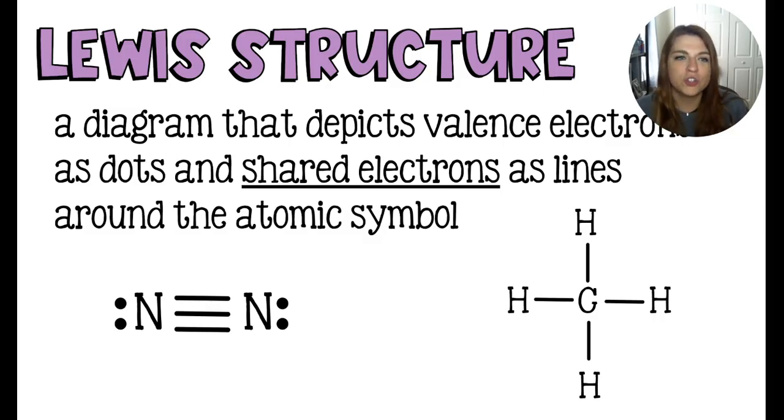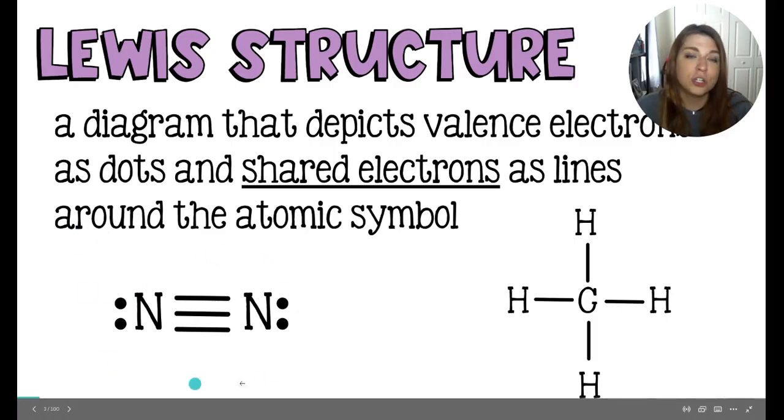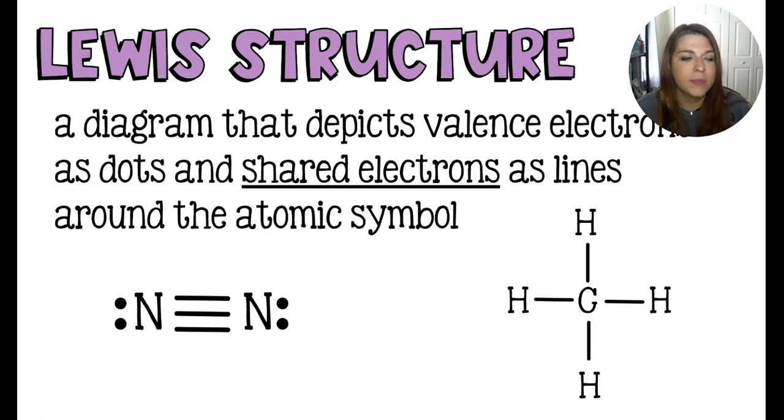So a Lewis structure is going to show an element's symbol with just its valence electrons. Electrons that are shared are going to be drawn as lines, and electrons that are unshared are going to be drawn as dots. So here we have a nitrogen molecule. This is N2, the primary component of our atmosphere.